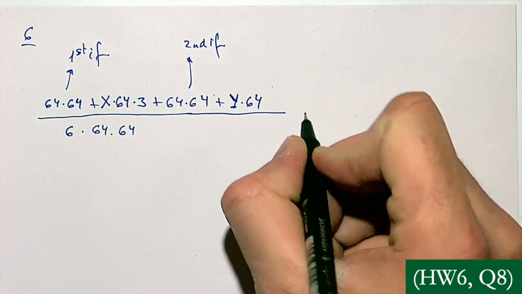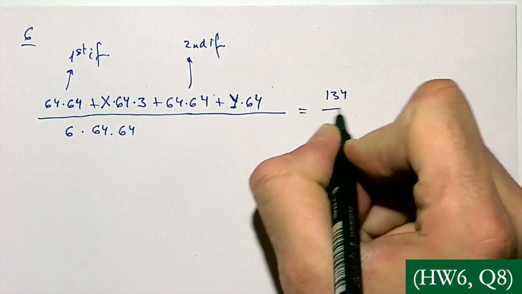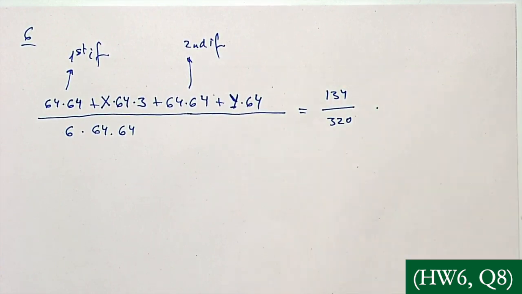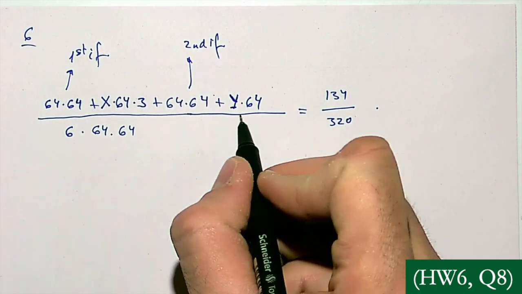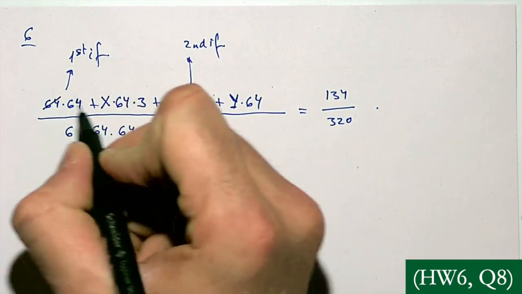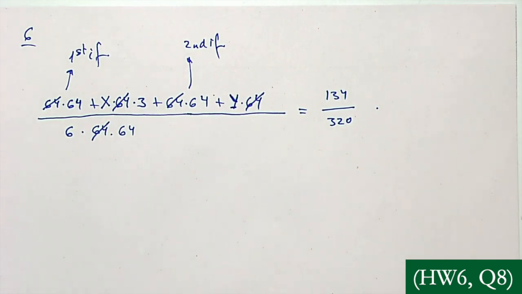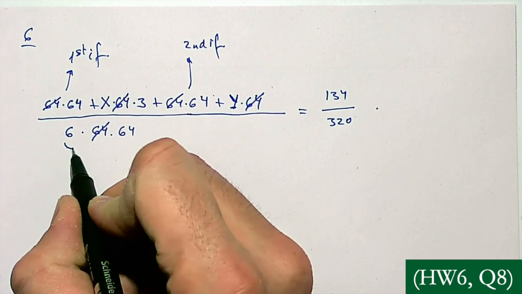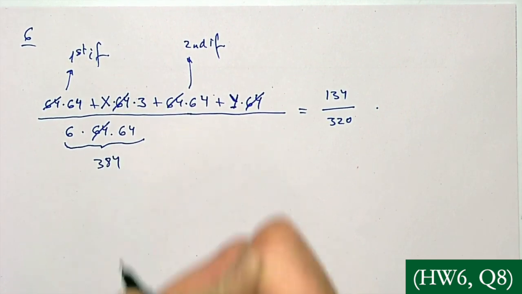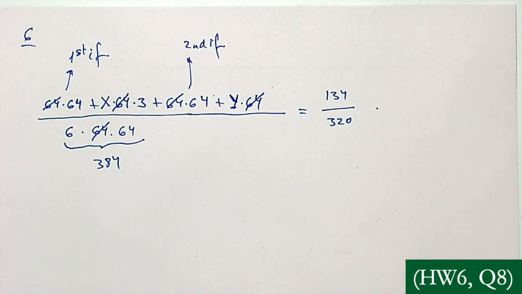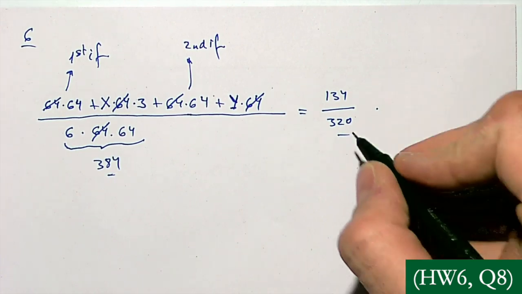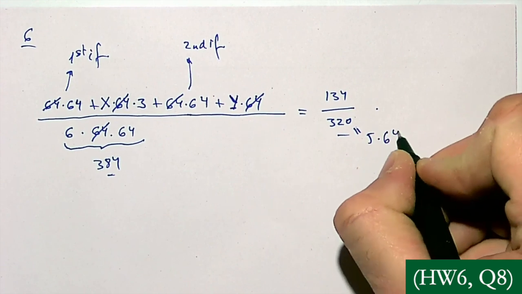And what the question says is that this is equal to 134 divided by 320. And now we have to think a little bit about the numbers that we have on the paper. If you look at this expression here, we can get rid of all these 64, right? That's super easy. That's clear. And now if we look at the denominator, we will see that this is equal to 384. And 384 is not equal to 320, right?